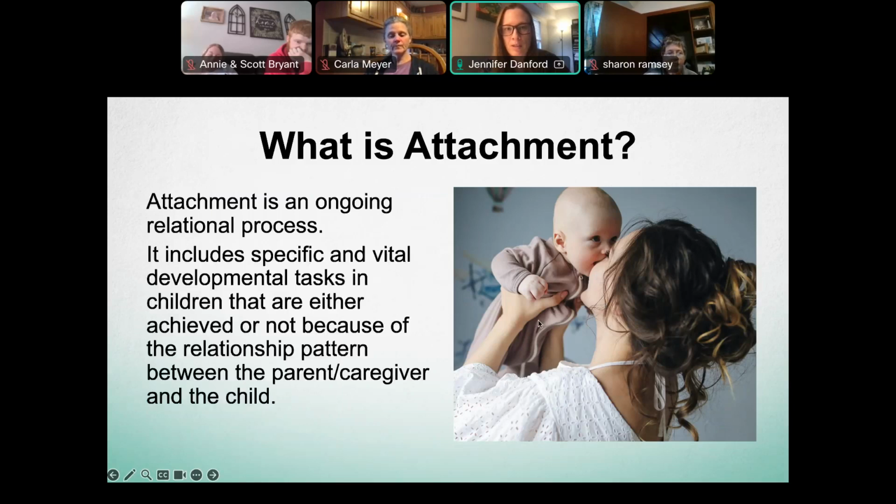So attachment essentially is this ongoing relational process.